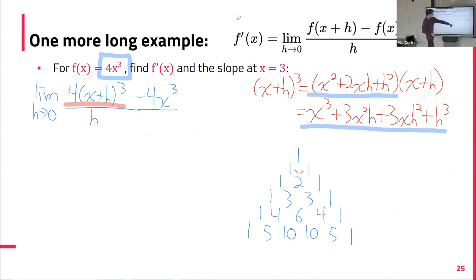Okay, so this 2 value is 1 plus 1 gives us 2. This 4 value is 1 plus 3. This 6 is 3 plus 3. This 10 is 4 plus 6. You just take the 2 values that are above it and add them together, and you get the next thing. So the next row would be 1, and then 1 plus 5, 6, 15, 20, 15, 6, 1.